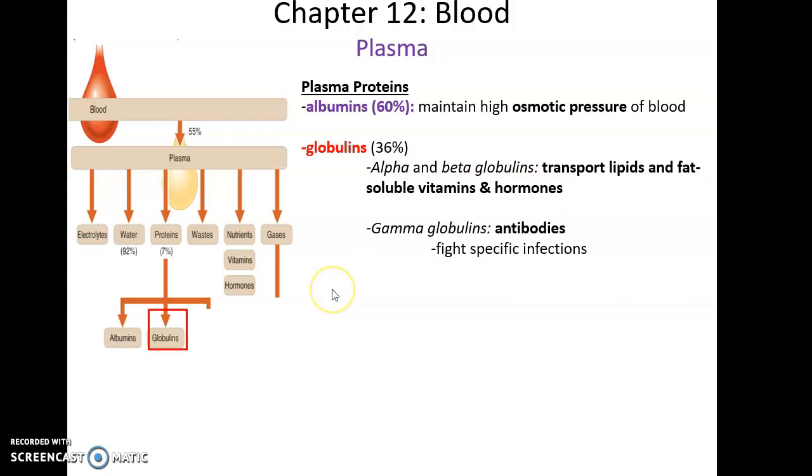And then we also have the gamma globulins. Gamma globulins are important because they are the antibodies. They are the specialized proteins that bind to specific pathogens that can cause illness. So gamma globulins are the antibodies.